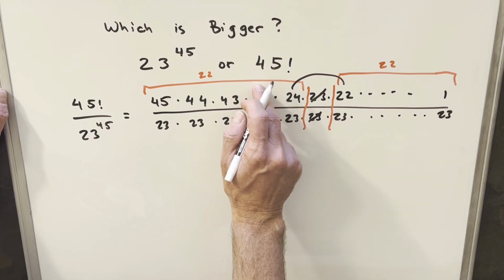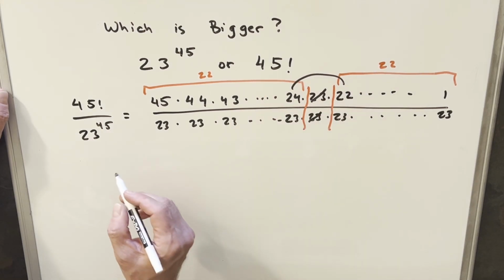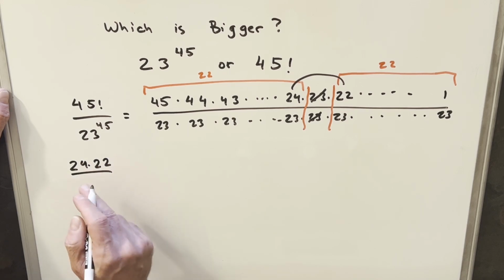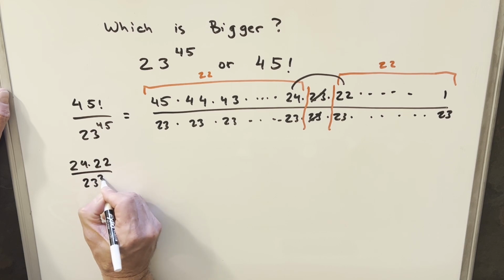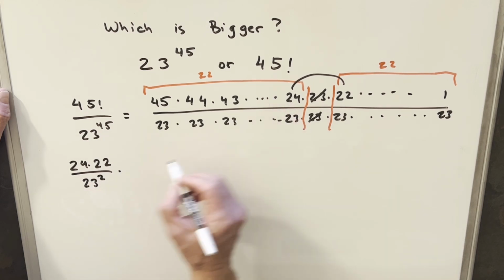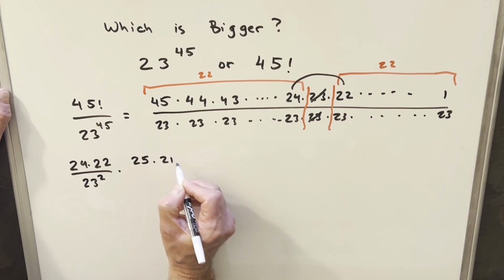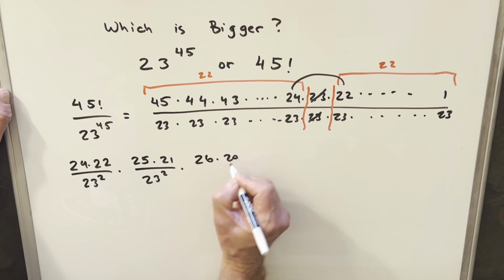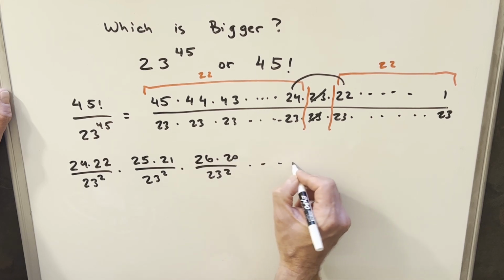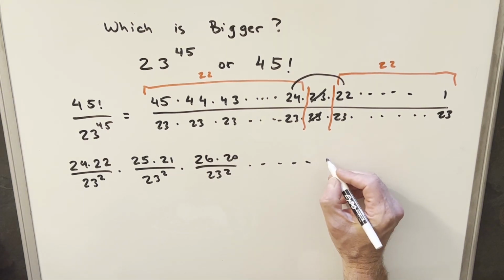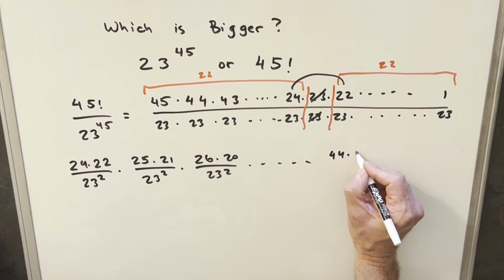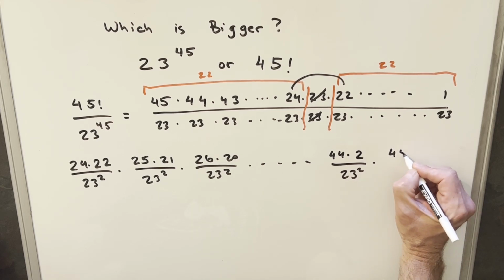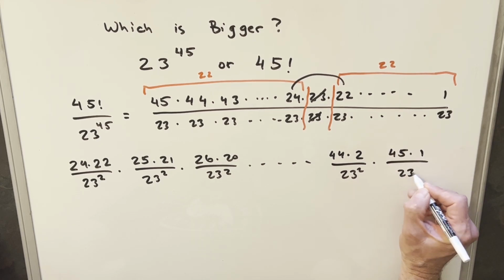We can pair up a term from the left and a term on the right, and we can write this a different way. So what I'll do is write this as 24 times 22 over 23 squared. And then we'll take the next term, which would be 25 times 21 over 23 squared. And then let's say we'd have 26 times 20 over 23 squared. And of course, this is going to go on and on. Then I think let's just do the last two terms. So for the second to last term, we'll have 44 times 2 over 23 squared. And then the last term is going to be 45 times 1 over 23 squared.